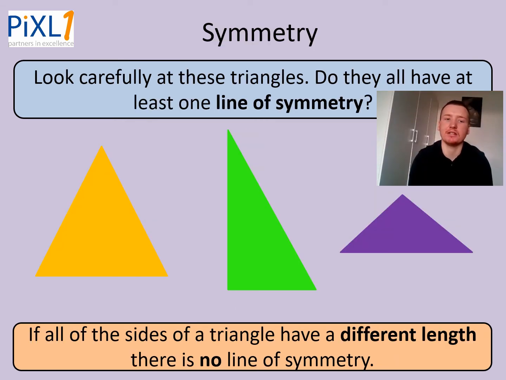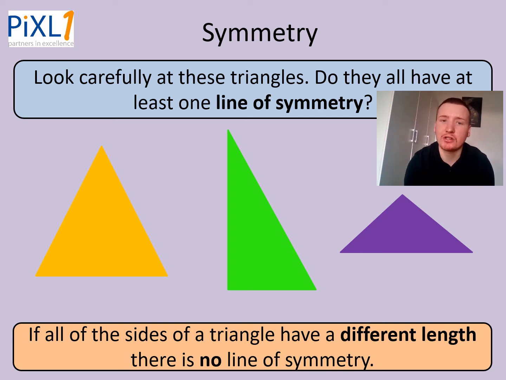My next question to you is, we're going to look carefully at these triangles. Do they all have at least one line of symmetry? So use the skills that we've been learning throughout this lesson today. If you've got them printed off, that's great. Draw lines and see if you can fold them if you've printed them out, and see if any do not have a line of symmetry. Remember, you don't need to do more than one line of symmetry for this question, because all it's asking is, do they have at least one?